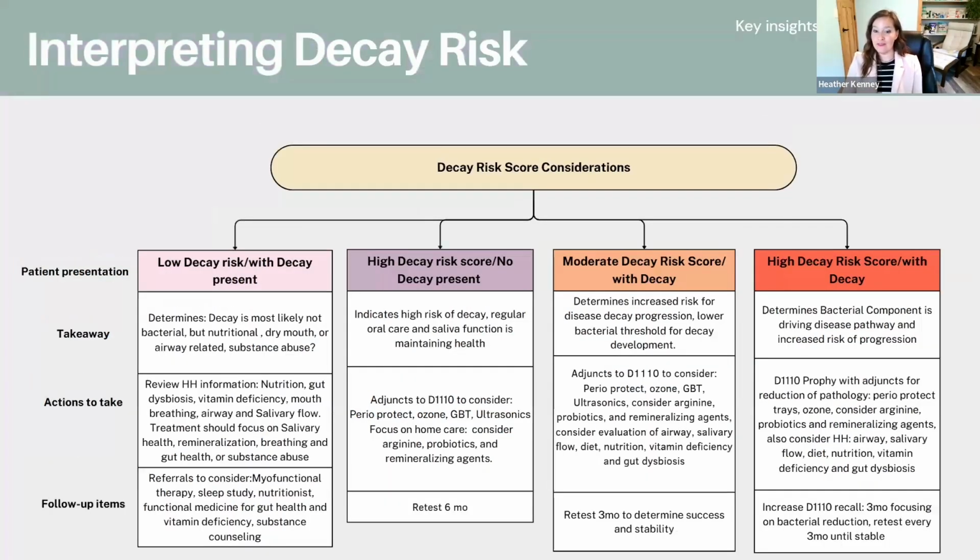We're not going to cover a lot of decay because we're going to do a lot more on perio today, but same thought process: most of the bacteria that are decay causing are anaerobic bacteria. So think outside the box when you're using your PerioProtect trays, or ozone treatments, or laser treatments. You're reducing biofilm for those patients.